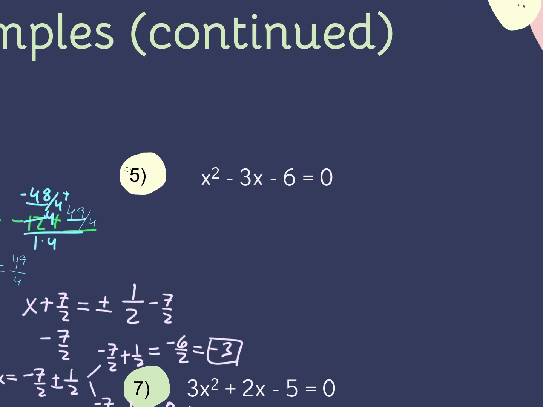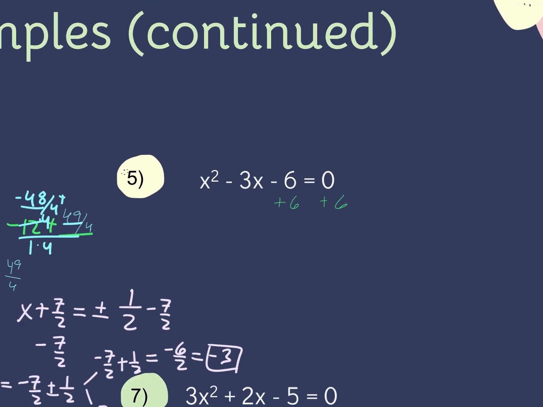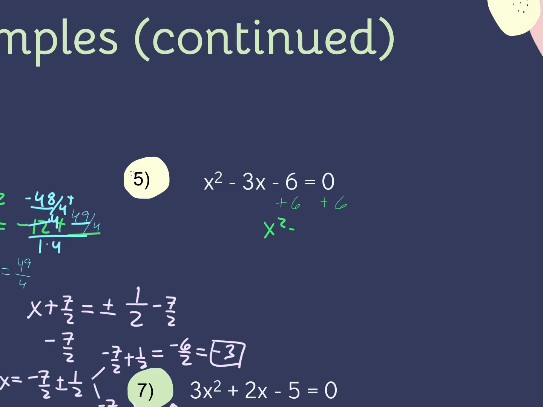All right, let's try the same thing with the next one. All right, so what can I do here first? Okay, good. Again, same steps every time. I'm going to add 6 to both sides. I get x squared minus 3x plus a blank equals 6 plus a blank. And what goes in that blank?